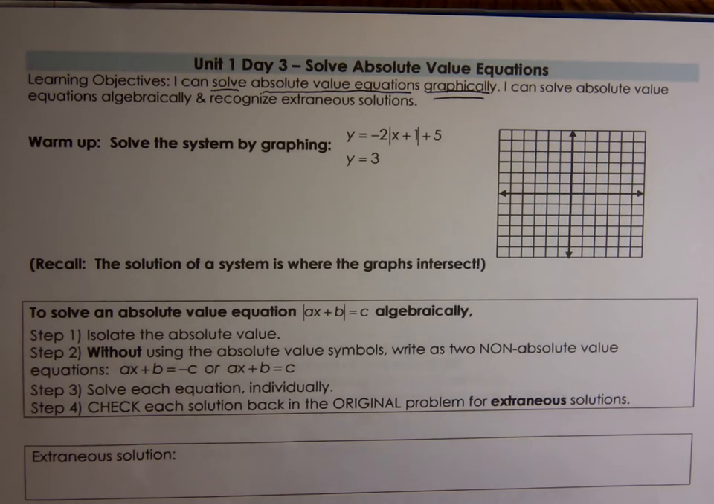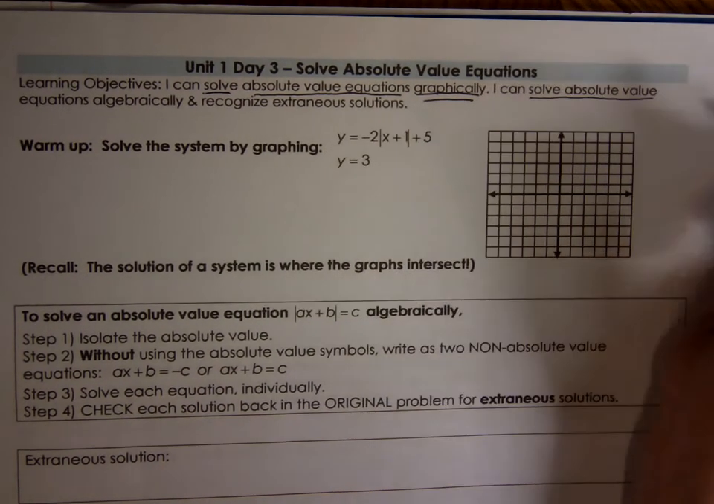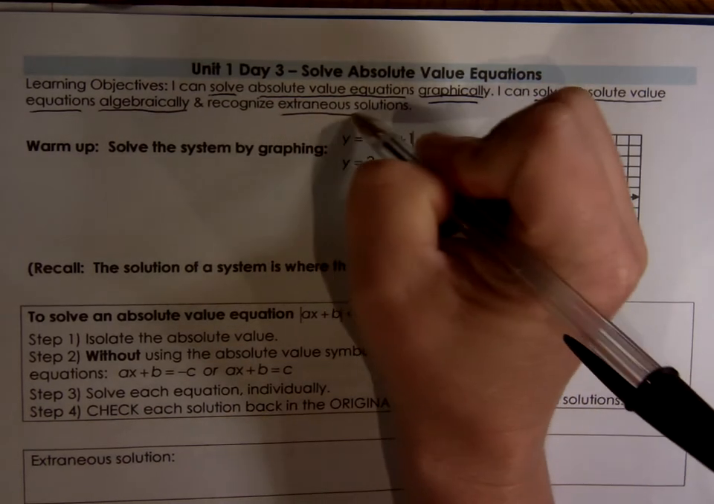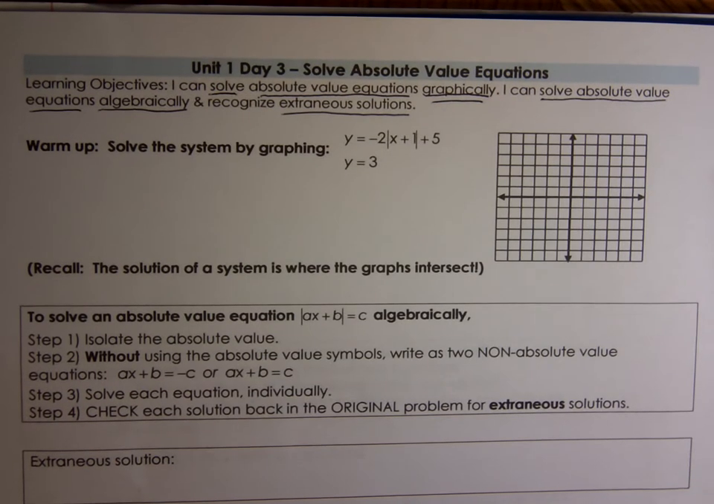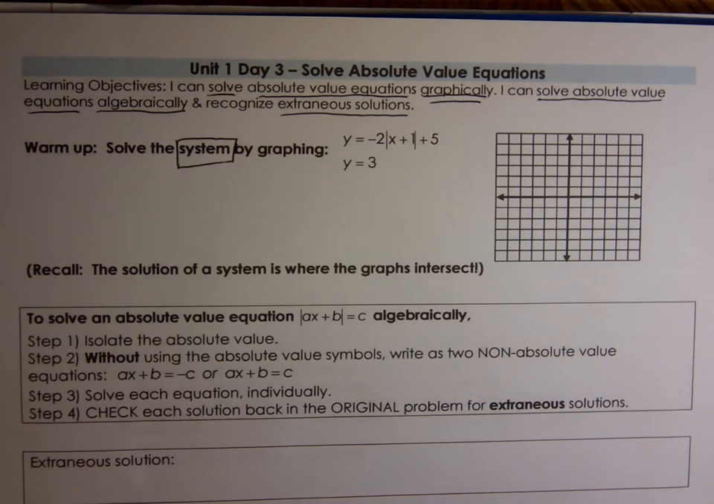Our other learning objective is for you to be able to say, I can solve absolute value equations algebraically and recognize when you have extraneous solutions. So our warm-up for today is to solve the following system. And a system simply means that you are graphing two or more functions or graphs on the same exact grid.